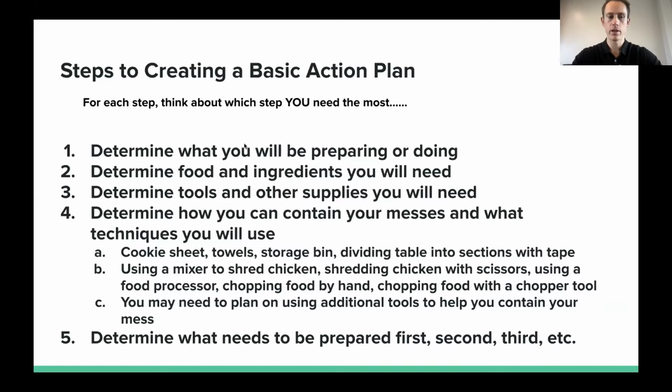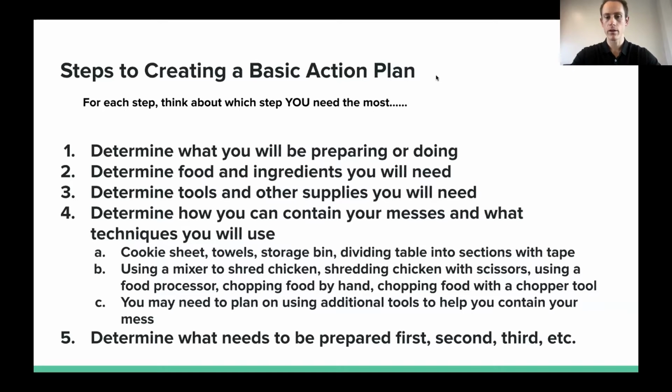So which steps do you need most? I want everyone to put in the chat a 1 through 5 to tell me which step you need most. So I'll go over them again. Step 1 is determining what you'll be preparing. 2 is determine food and ingredients you will need. 3 is determine tools and other supplies you need. 4 is to determine how you can contain your messes and what techniques you'll use. 5, determine what needs to be prepared first, second, third, and so on, basically making those steps. So which of these steps do you need the most?